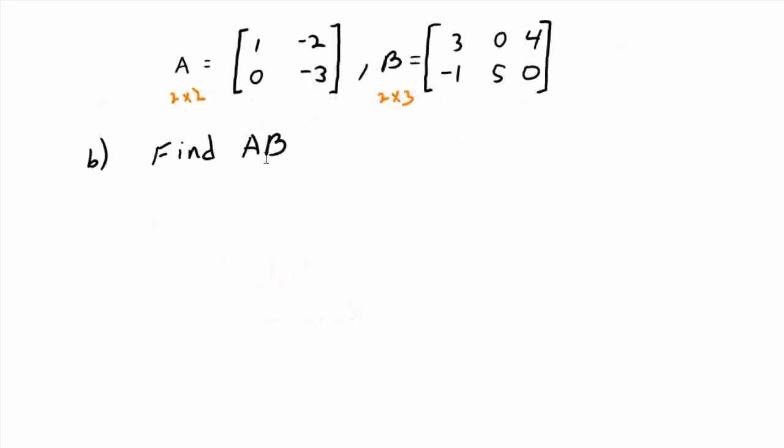We're going to look at whether or not we can do A times B. So now if we analyze the orders, A, like we said, is 2 by 2. B is 2 by 3. So that's supposed to be a 2 right there. Can you do it? The inner numbers match up. The number of columns in A matches up with the number of rows in B. That's what has to happen. So this is defined.